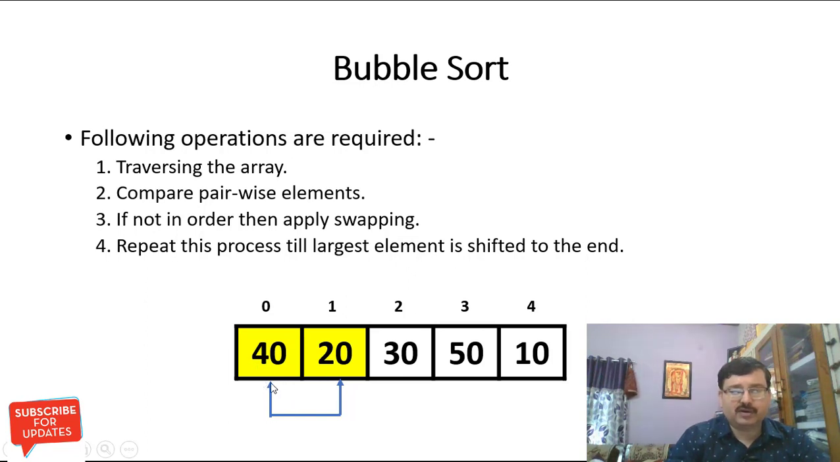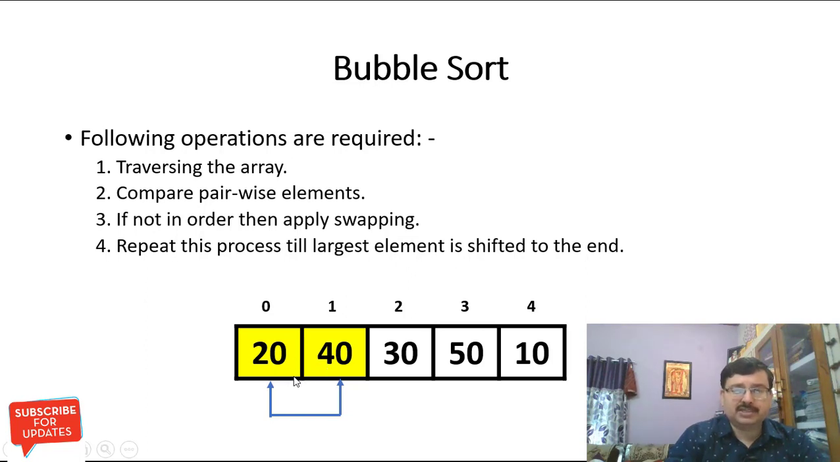First we have to compare these two elements. If they are in order, then there is no need to swap. Suppose 40 and 20. If we want to sort the given array in ascending order, then this is not the order. So 20 should be at the first position and 40 at the second position. So first we compare these adjacent elements, then swap them. After swapping, 20 comes here and 40 comes here.